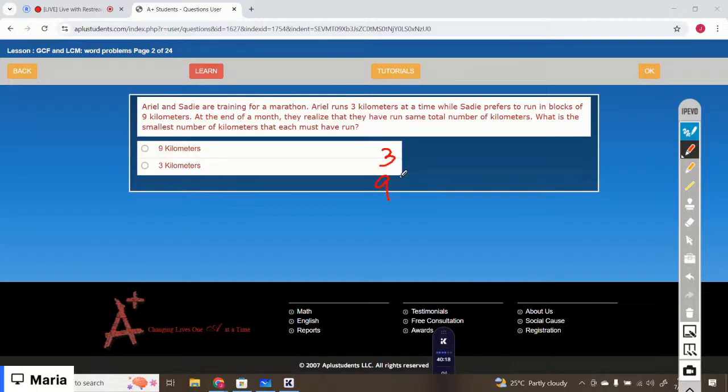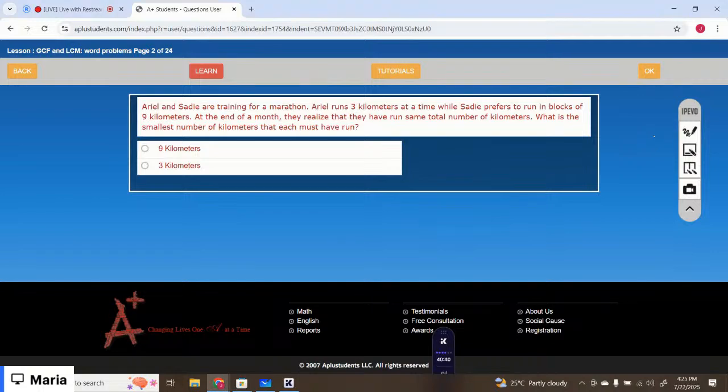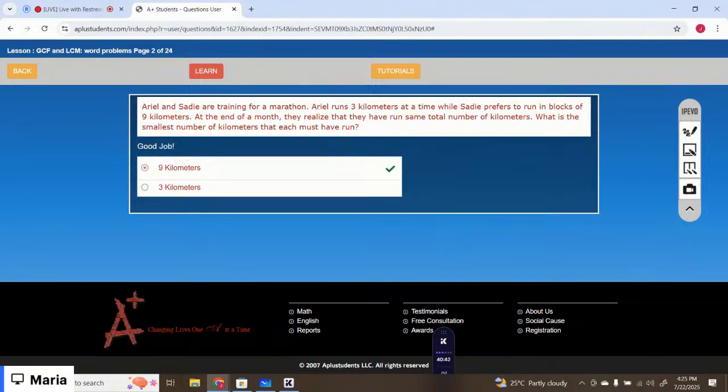3 and 9, the smallest number, right? So 1 times 3 is 3 and 3 times 3. So that is 3 times 3. The correct option is 9. Option number 1 is the correct option, that is 9 kilometers.